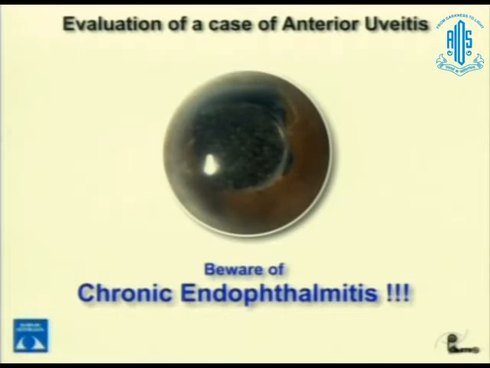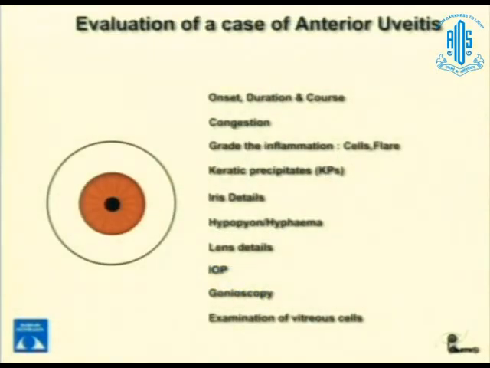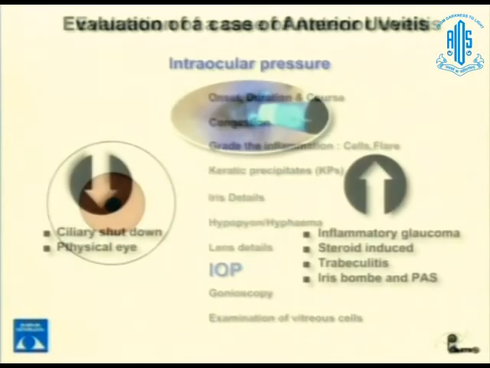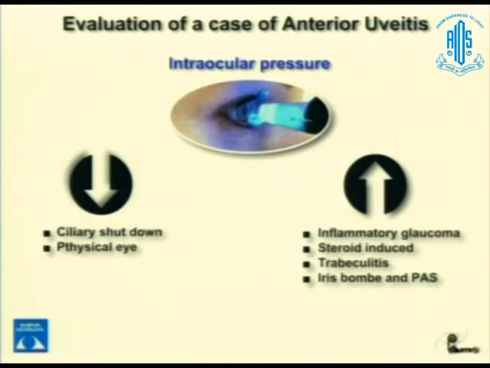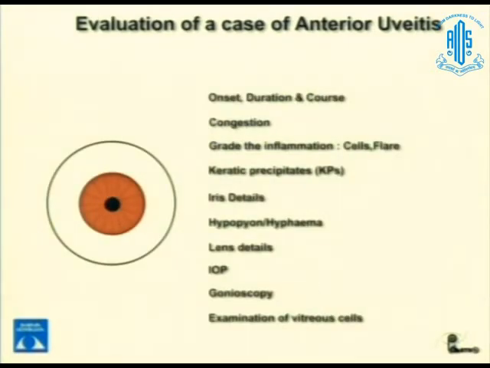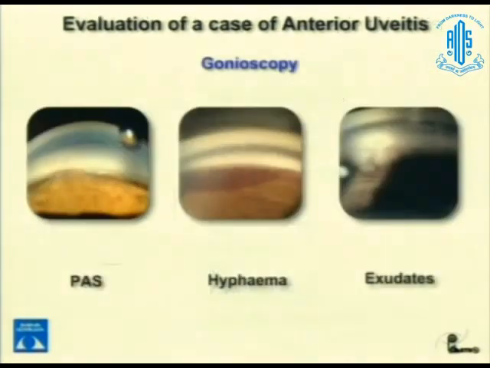Beware, before initiating any treatment, to rule out chronic endophthalmitis. Then IOP is very important. There are various inflammatory conditions where intraocular pressure is raised. Then comes gonioscopy. Gonioscopy is very important. It helps us to diagnose the peripheral anterior synechia. Sometimes the hyphema and, very importantly, microhypopyon can be examined with the help of gonioscopy.